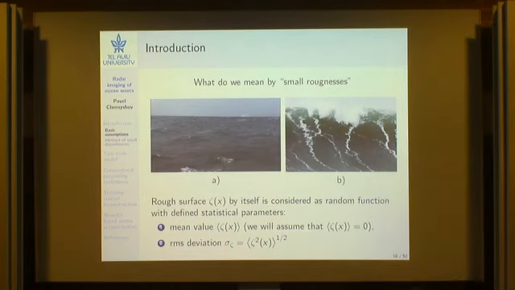So, a little bit of theory. We could consider the surface as a random function with defined statistical parameters. In particular, we assume that the mean value is equal to 0, and the RMS deviation is constant and doesn't depend on the coordinates.